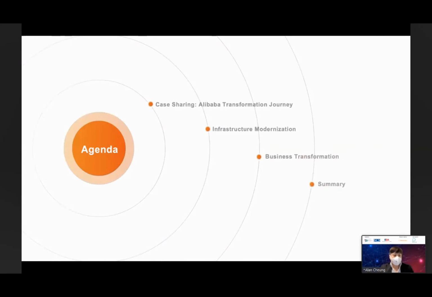This is a presentation that will share how Alibaba Group has been transforming itself towards digital business and fostering innovation, creating new capabilities that were not possible in the past. I'll structure my presentation in just four simple sections. I'll give you a case sharing of the journey of Alibaba Group's transformation, then talk about how the infrastructure is being modernized and how the business is being transformed. And at last, I'll give you a summary of a few points to take away from this presentation.